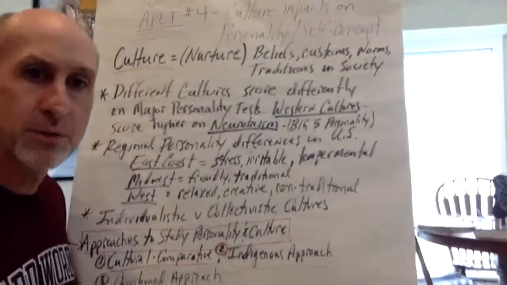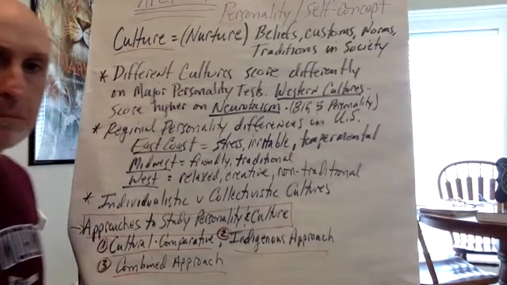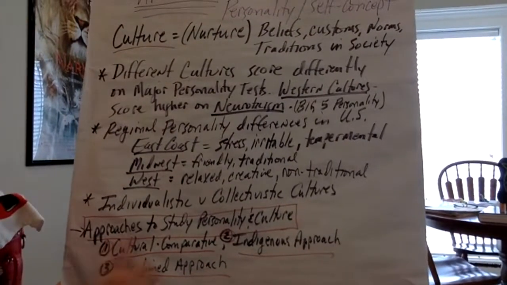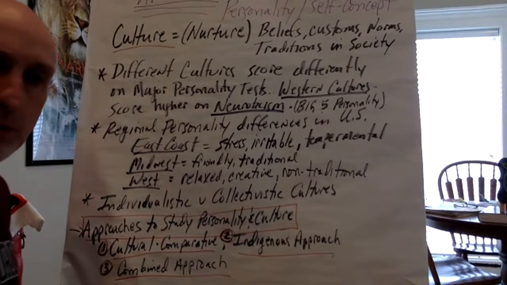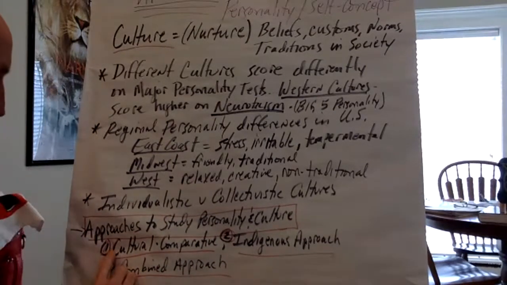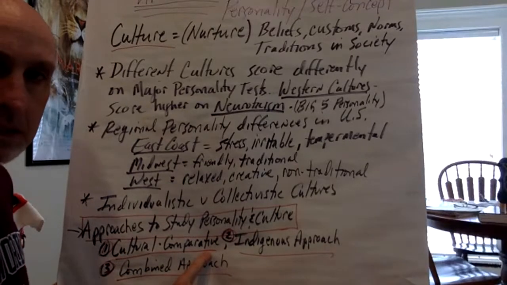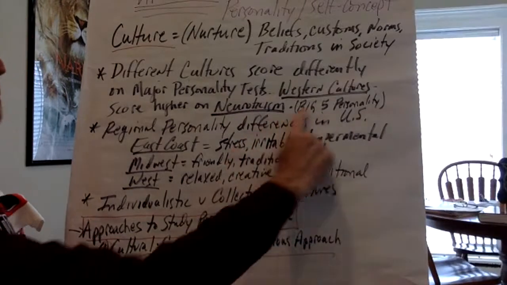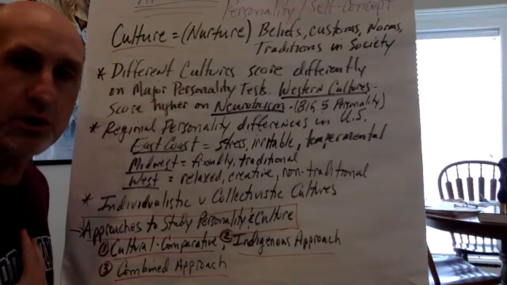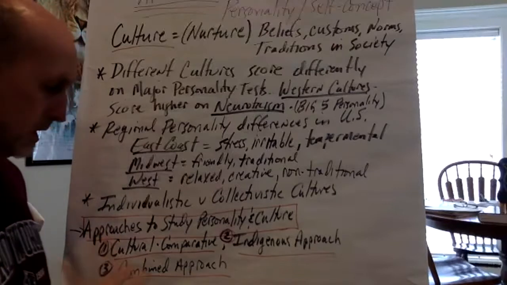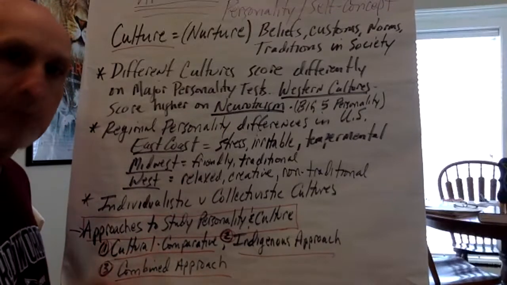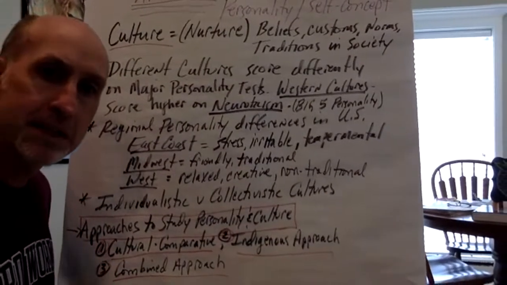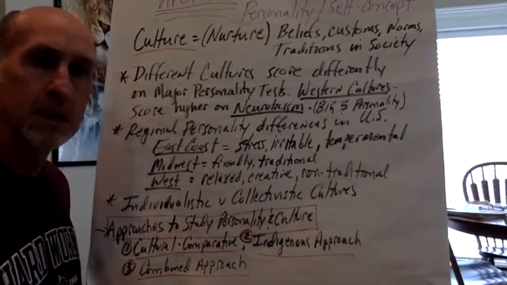Now, there are three theories that you need to know down here, on approaches to studying personality and culture. We can take three different types of approaches. Number one, we can look at the cultural comparative model, which is basically when we take our culture and, like the Big Five personality test, which is a westernized culture test, we give it to ourselves, but then we also give this westernized test to other cultures and have them take it and see what they score. See what happens.